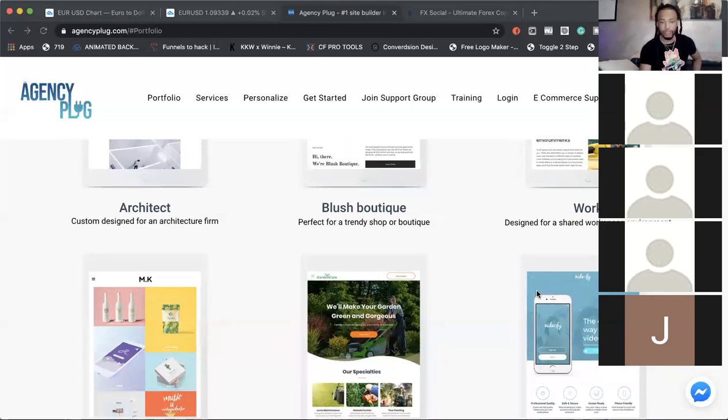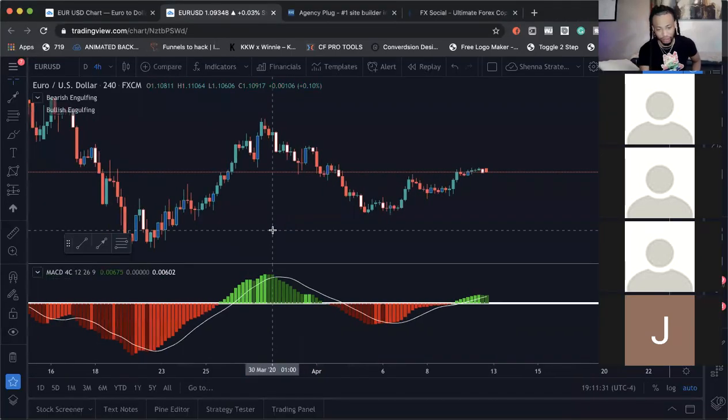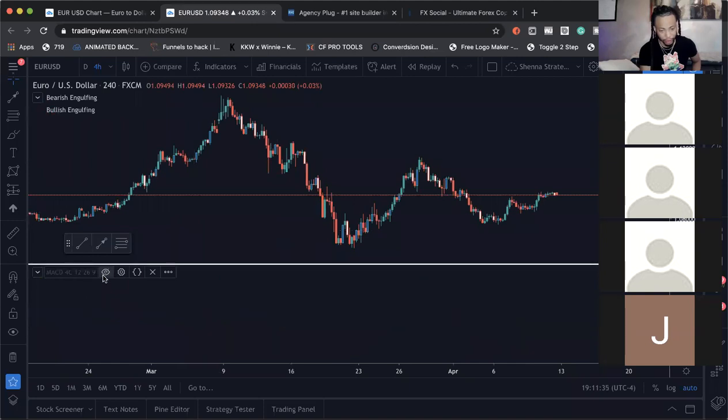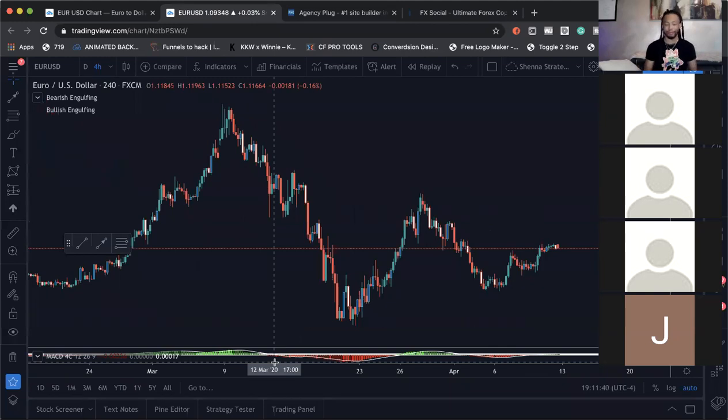So let's get into the nitty and the gritty. For one, let's go over what is Forex. What is Forex? Like, what is the foreign exchange market?